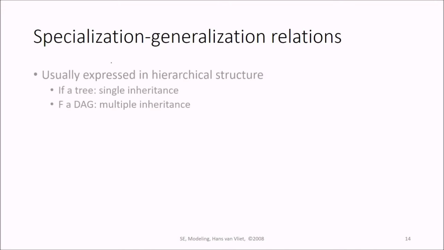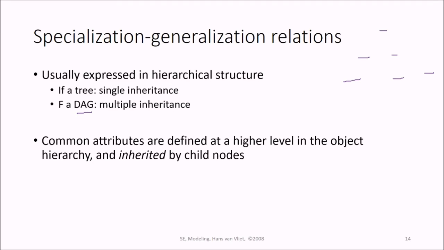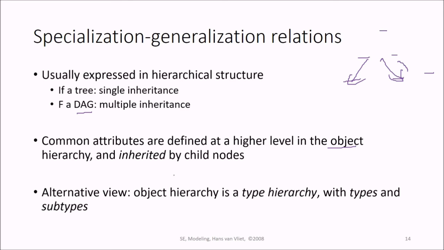Then the specialization generalization relationship is usually expressed in a hierarchical structure. If it is a tree, that is a single inheritance. If it is, say, a directed graph, it is showing multiple inheritance. So common attributes are defined at a higher level in the object hierarchy, and they are inherited by the child nodes. An alternative view of this is that the object hierarchy is a type hierarchy with types and subtypes.